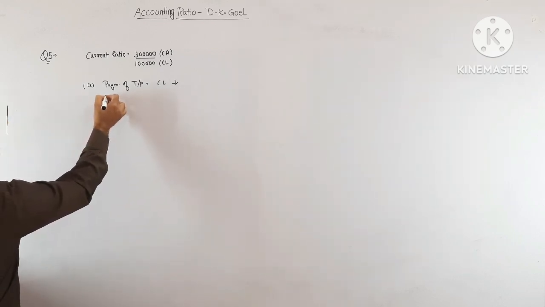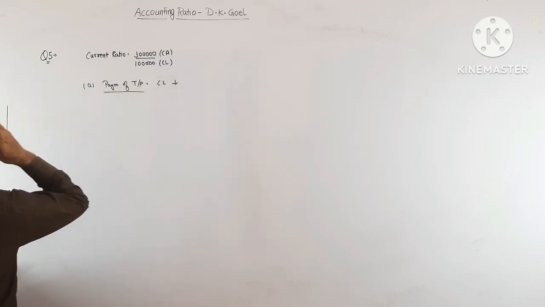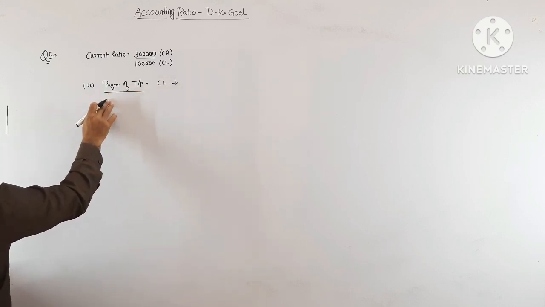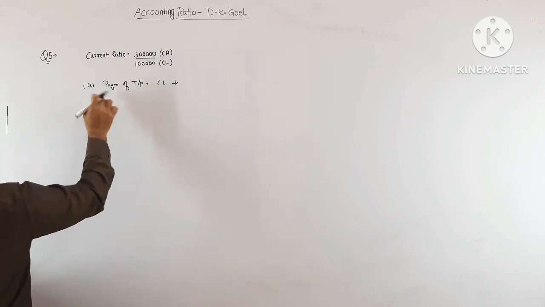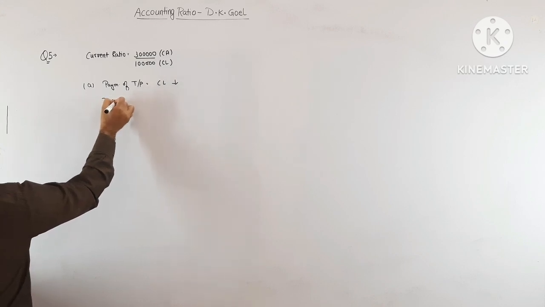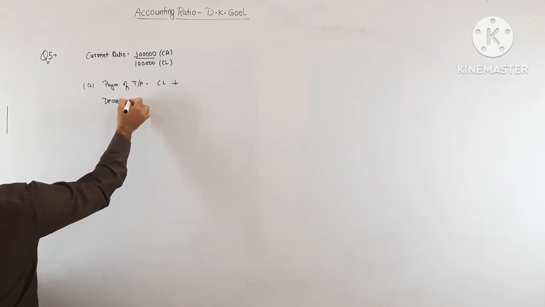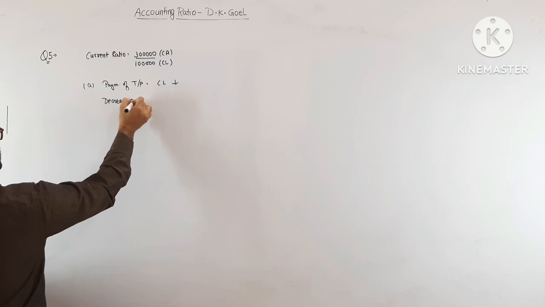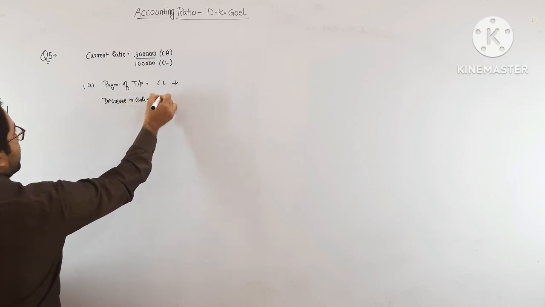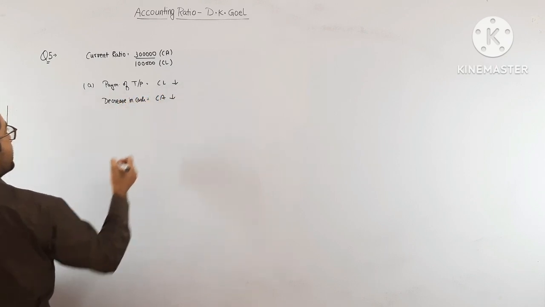Also, what will happen next? First of all, payment of the trade payable, and what will happen next? Decrease in the cash. If you make any payment, the result will be a decrease in cash. On the other hand, your cash will also reduce.